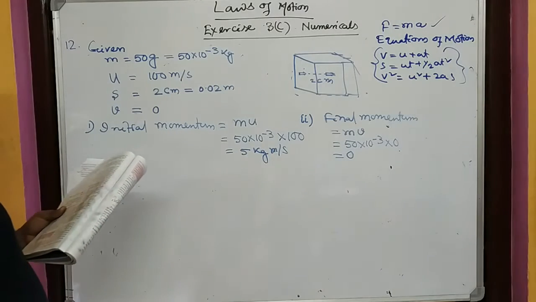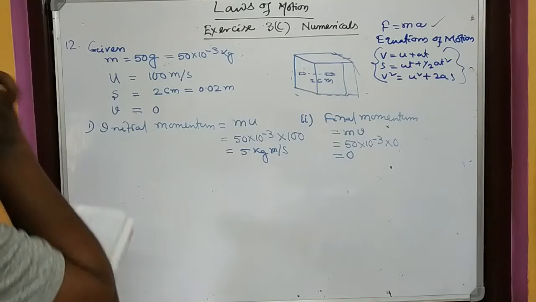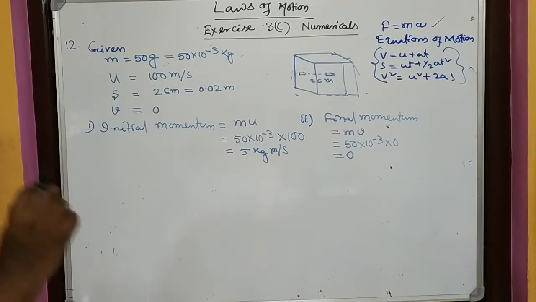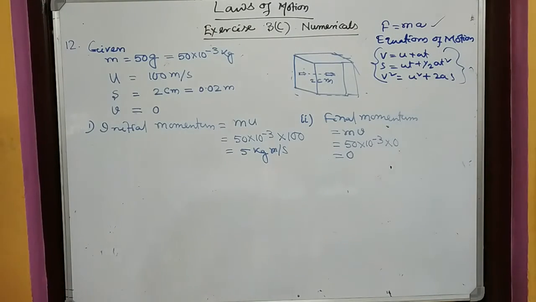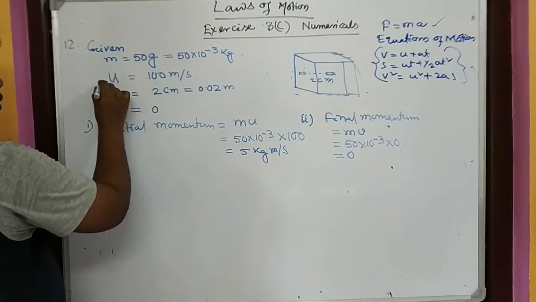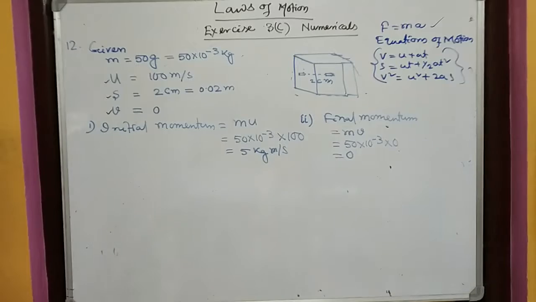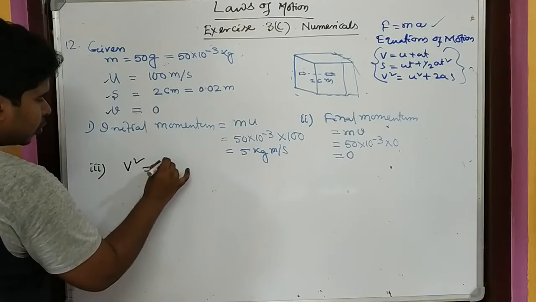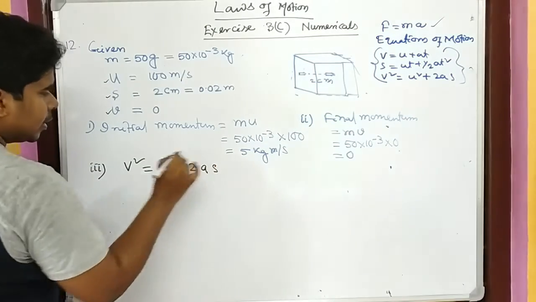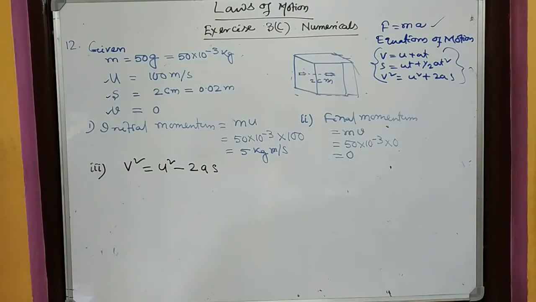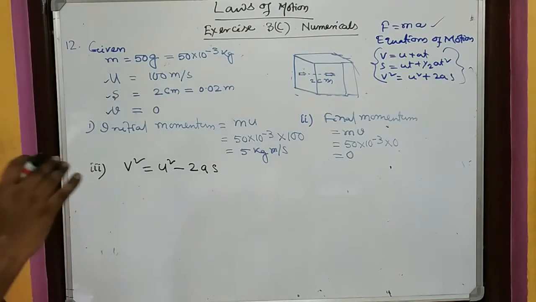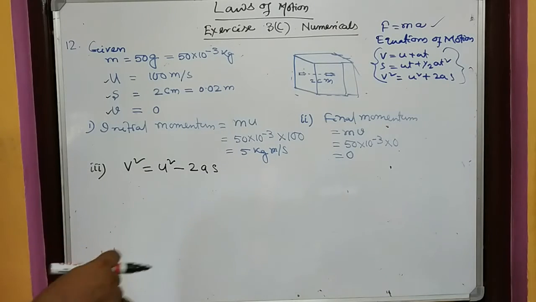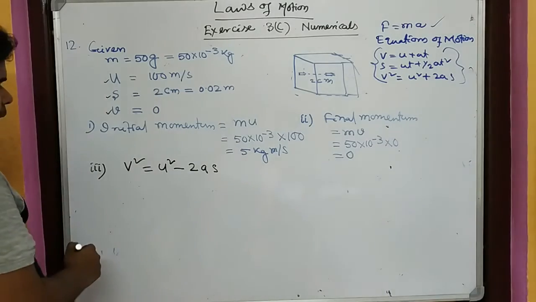Retardation caused by the wooden block and resistive force. Retardation means what? The value of A you have to find out. So how do we find A? We have V, we have S, we have U. We don't think about M. So we can use one equation, that is V squared is equal to U squared minus 2AS. Now you may ask, sir, why is it minus? Simple thing, it is a retarding motion. Retarding motion means the acceleration should be negative because the velocity is decreased, and that's why it is minus.